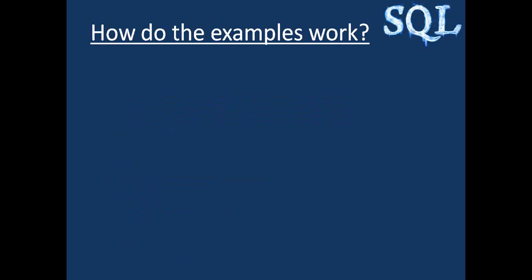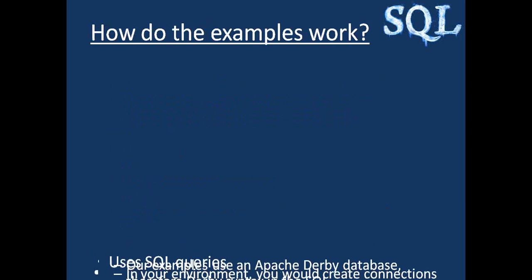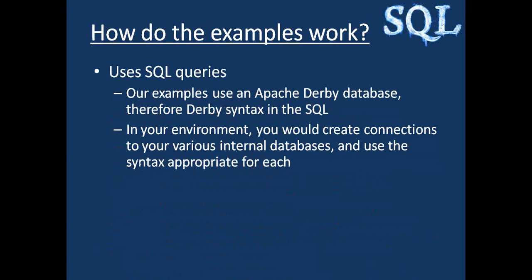So before I get to the example queries that I've got set up for today's demo, I want to explain how they work. These are all SQL queries that you're going to see. So it's going to be SQL commands that you're going to see. Our examples for our local databases use an Apache Derby database, and so you're going to see Derby syntax in the SQL for those. But for the Drupal queries, most of what you're going to see today are Drupal queries. That uses a MySQL database.